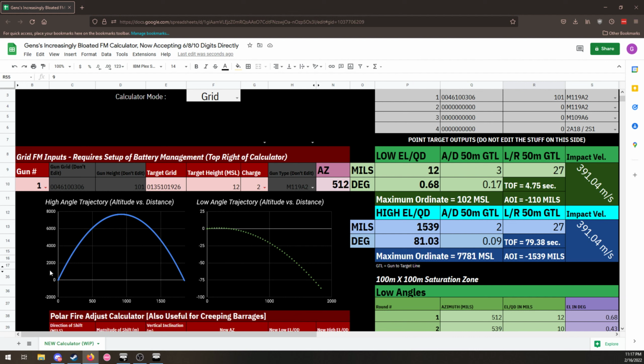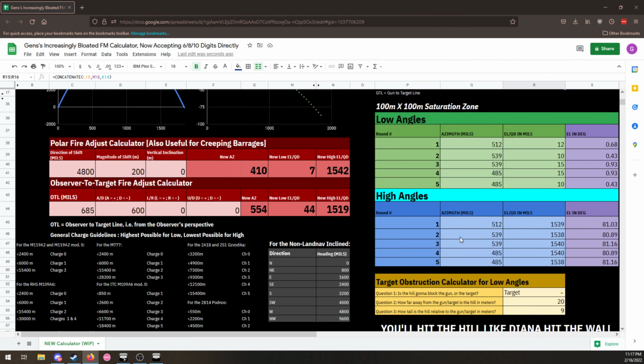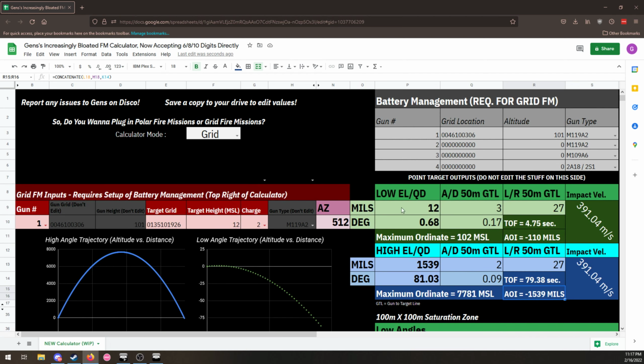You will almost never have to worry about obstructions when firing high angle shots though, because as you can see, vertical is going to be negative 1600 mils in terms of angle of impact. Negative 1539 is pretty damn close to vertical. So, with that out of the way, now we can switch the calculator to the other mode, which is polar.